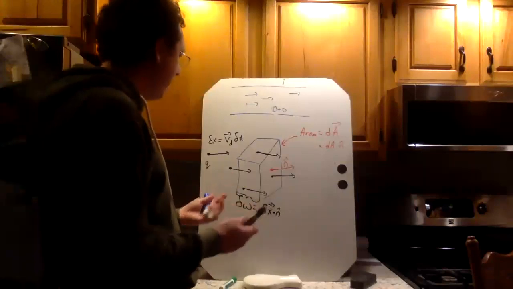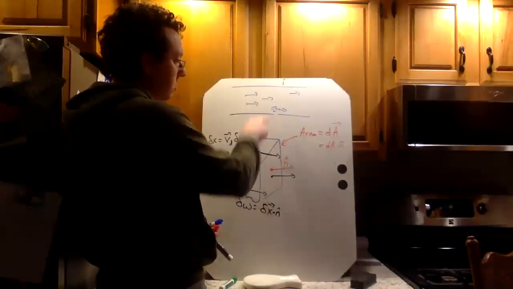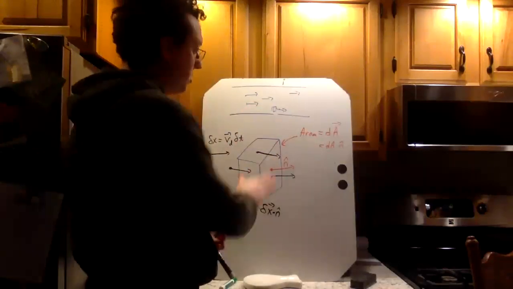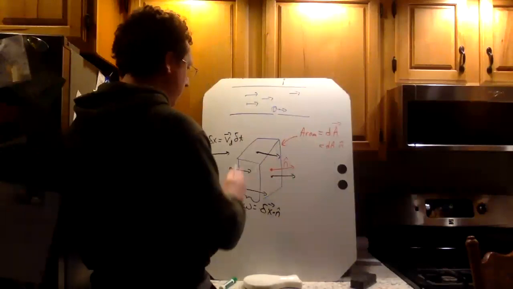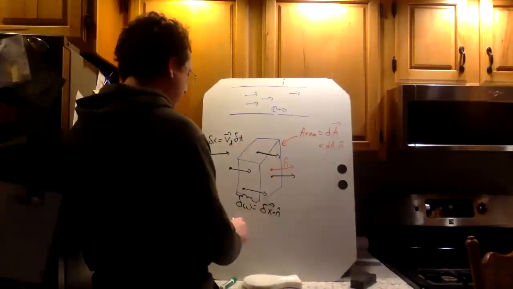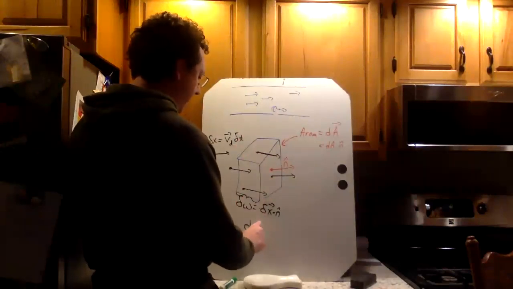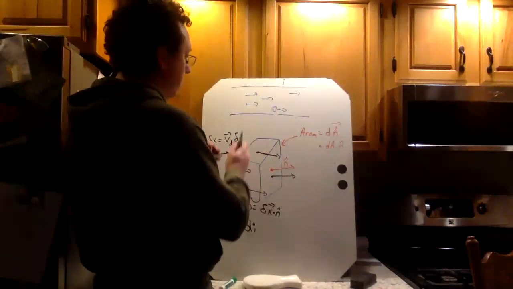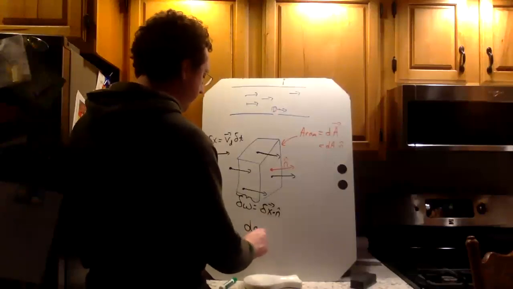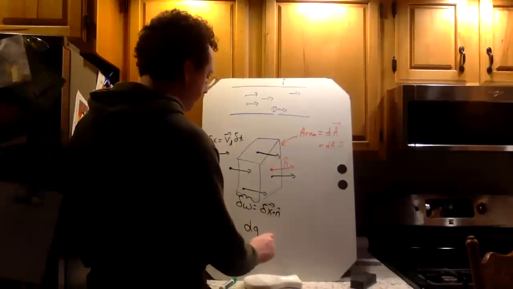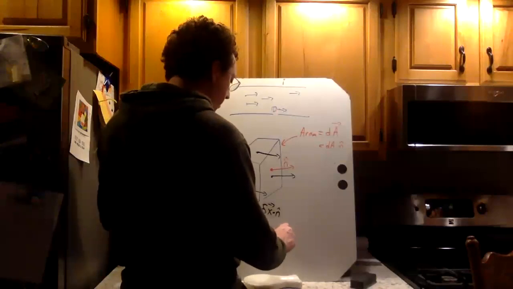Okay, so how much charge passes through this surface? I'm working towards the concept of current. The amount of charge that passes through that surface in time delta t, and these are all differential things, so I better call that dq, the differential amount of charge which passes through the surface, is going to be the charge per unit volume.